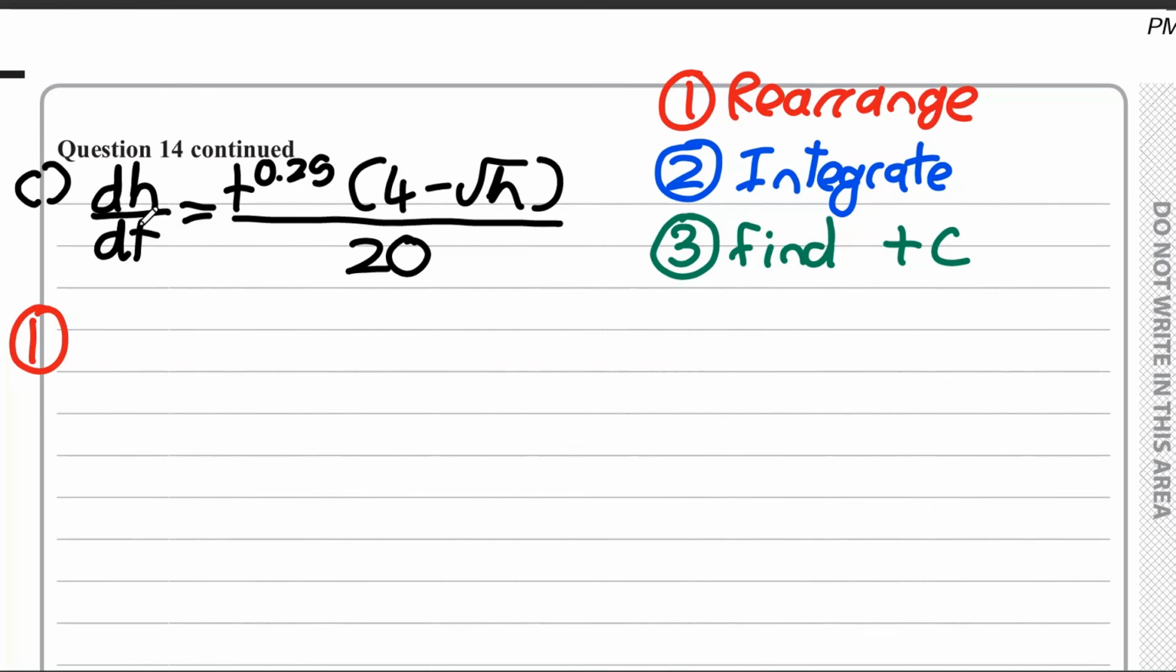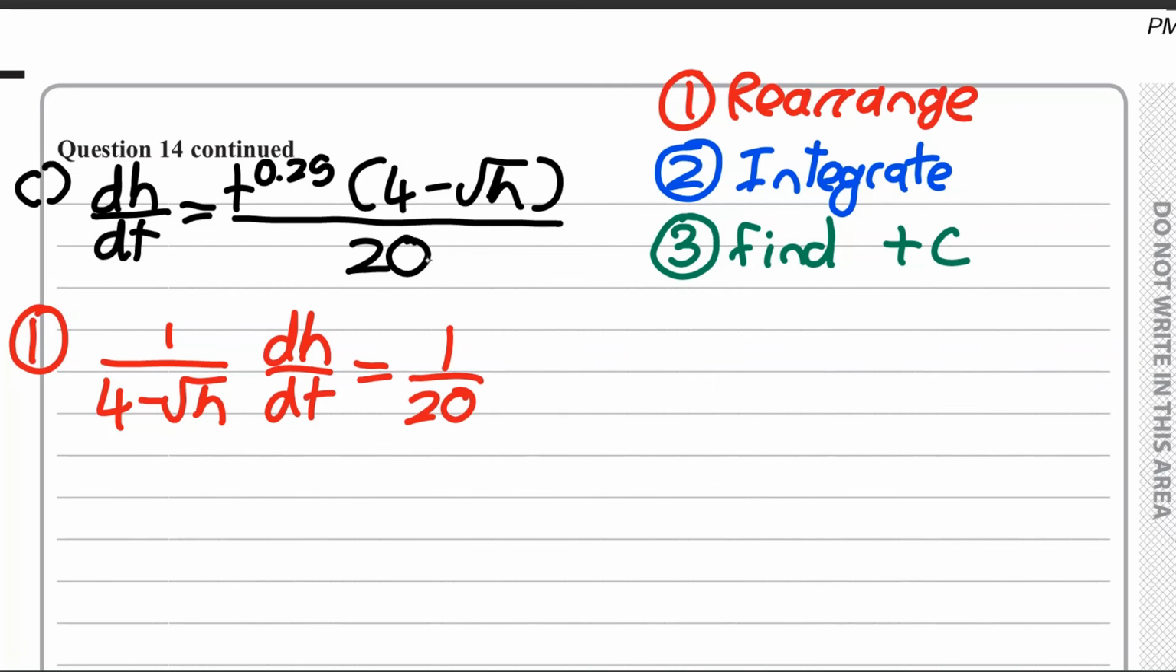Let's get all of the h terms onto this side of the equation and all of the t terms onto this side of the equation. So on this side, we already have the dh. We need to get this 4 minus root h onto this side. So if we divide both sides by 4 minus root h, we get 1 over 4 minus root h, times dh over dt, is equal to t to the power of 0.25 over 20. I'm going to write this as 1 over 20 t to the power of 0.25.